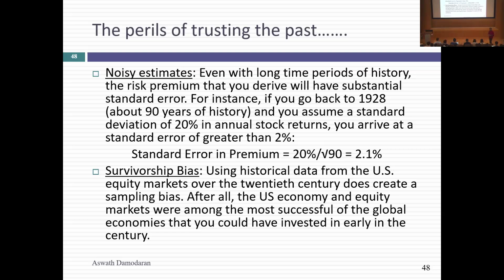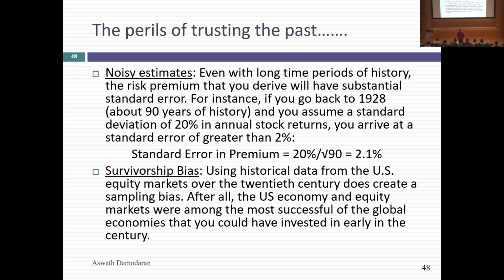And second, which market did I pick to compute this historical risk premium in? The US equity market, because it's the only market with that period of history. You know what the most successful market of the 20th century was? In terms of adding market cap, it wasn't even close. It was the US equity market.